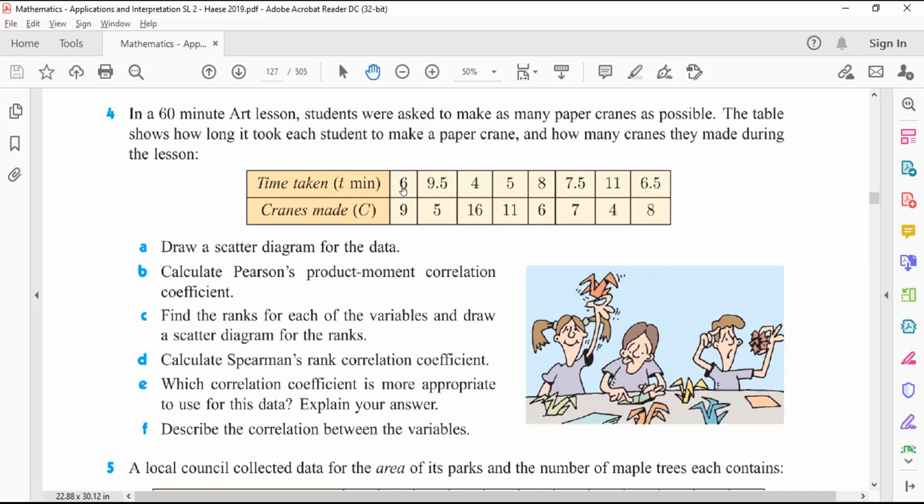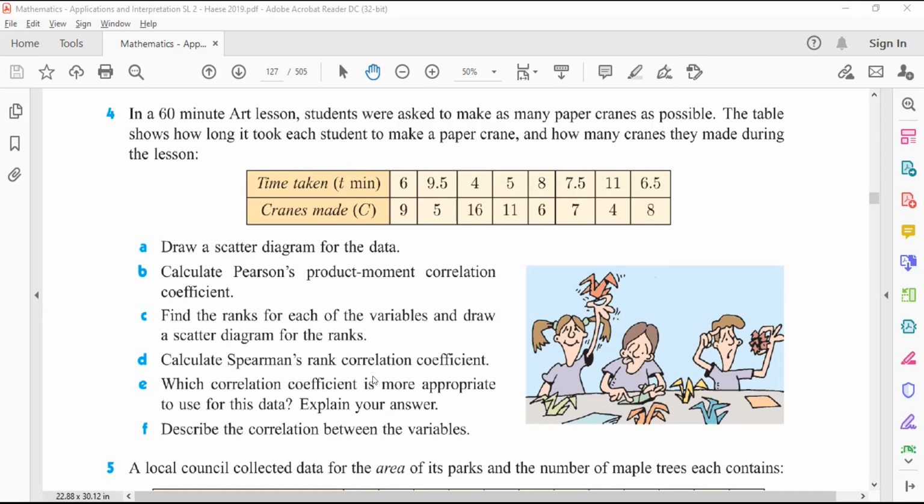Got it. Find the ranks for each of the variables and draw a scatter diagram for the ranks. How do I do this one? Rank the data. So now see, which is the lowest? 4 is the lowest, so for 4, rank 1. 5 is the second lowest, rank 2. Then 6, 6.5, 6.5, then 7.5, 8. Give the ranks.